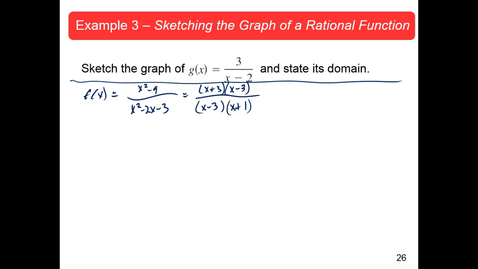Okay, there is a common factor. You need to get rid of those. But you also have to remember that x cannot equal 3. Even though you canceled out those, or factored them out, divided them out, you still have to recognize it can't equal 3.